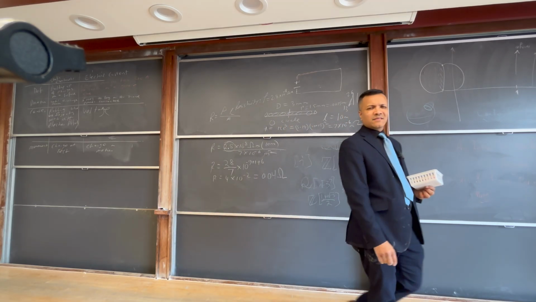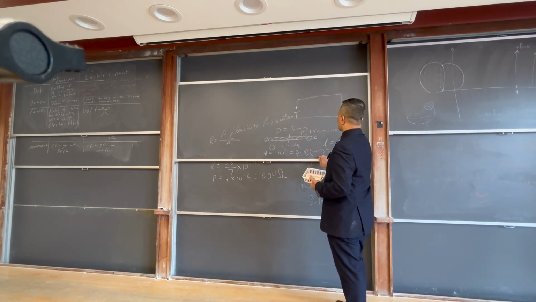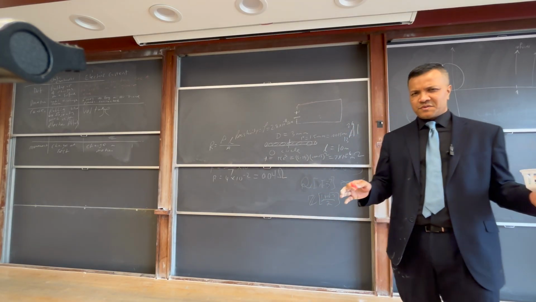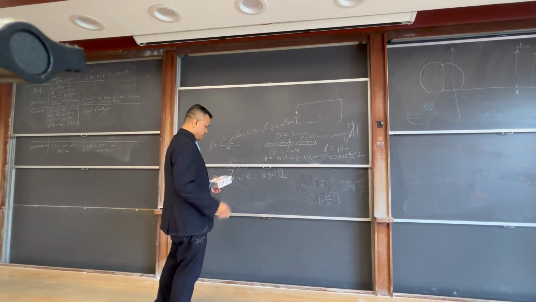ohms. What does that mean? The resistance is not 0. There is a resistance. Good. Because the temperature is not 0.